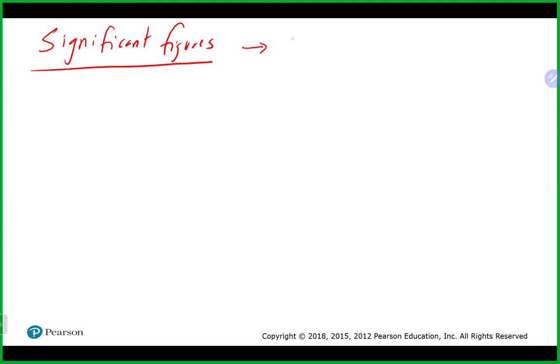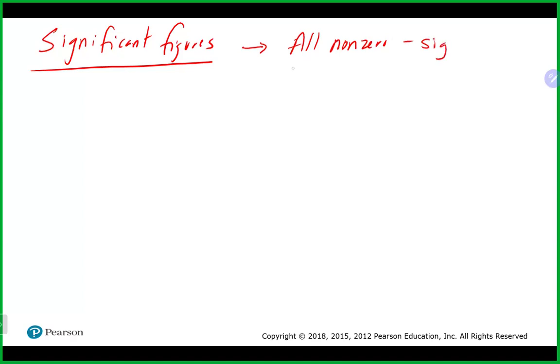So we talked a lot about significant figures last time. And we obviously talked again about how to identify significant figures and what counts as a significant figure. So just again, a reminder rundown of that, which is all non-zero numbers are significant.